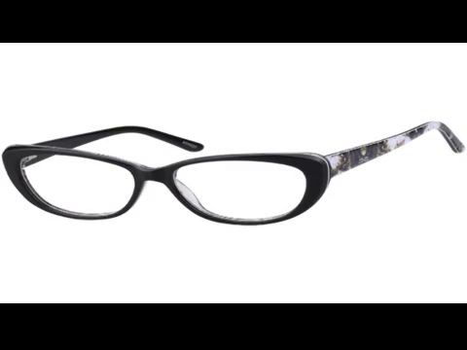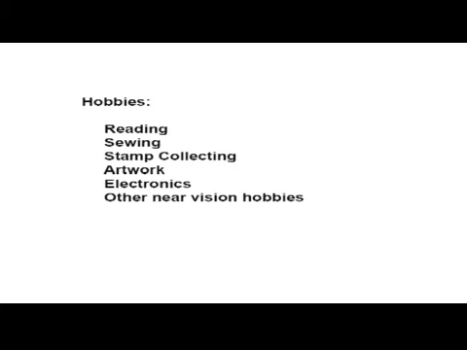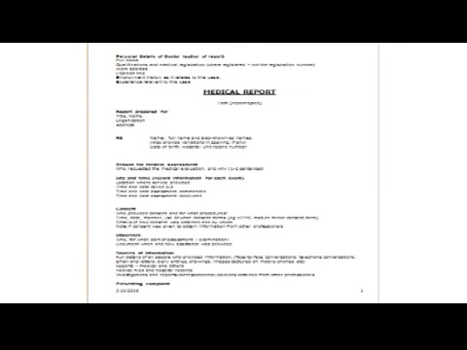Performance on functional vision evaluation items. A detailed explanation of how the student performed on the various areas, including ocular status, ocular motor skills, object discrimination, visual acuities and visual perceptual skills, should be included. Include information on the student's near vision hobbies such as reading, sewing, stamp collecting, artwork, electronics or other near vision hobbies. Evaluators should not use diagnostic terms unless they have been included in medical reports because it is not the evaluator's role to make a medical diagnosis.